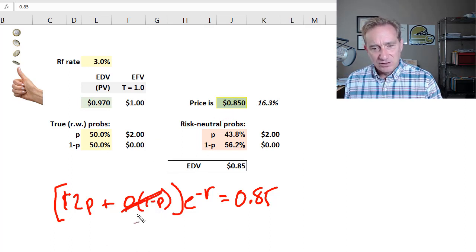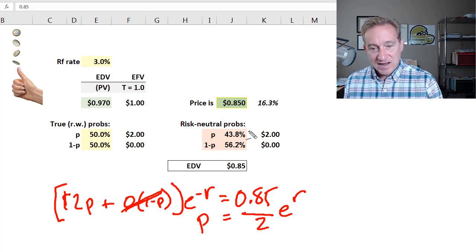Right, this zero cancels out, so that if I divide here by 2 and then multiply by e raised to the r, then over here I get my risk-neutral probability. And in fact, that's what I've got here.